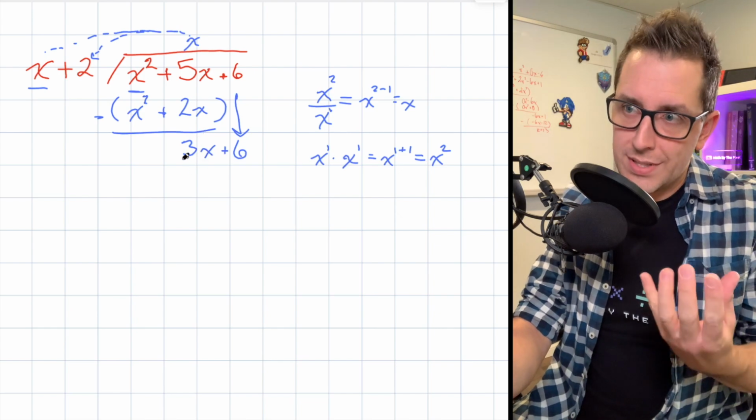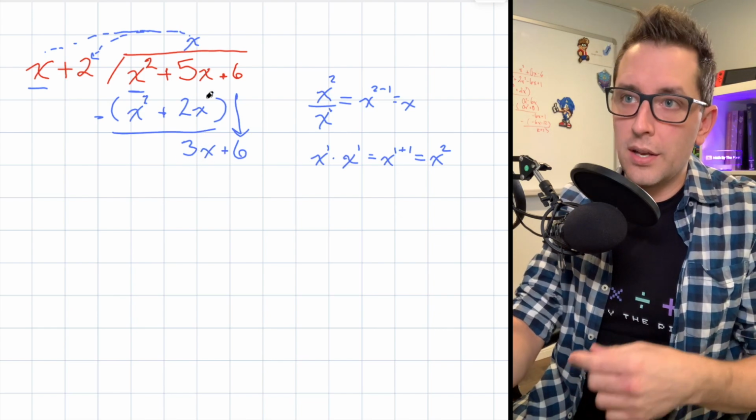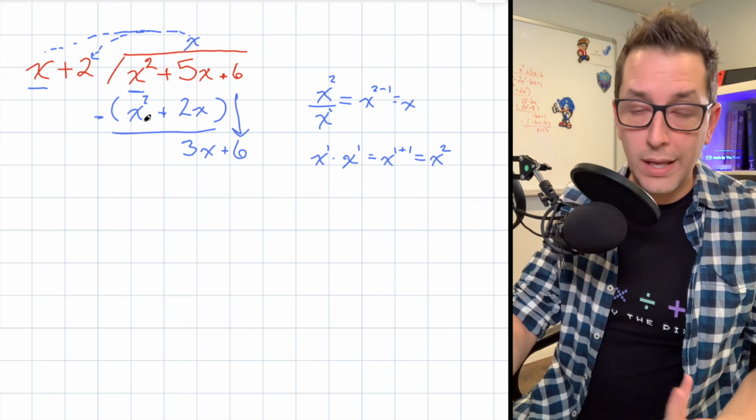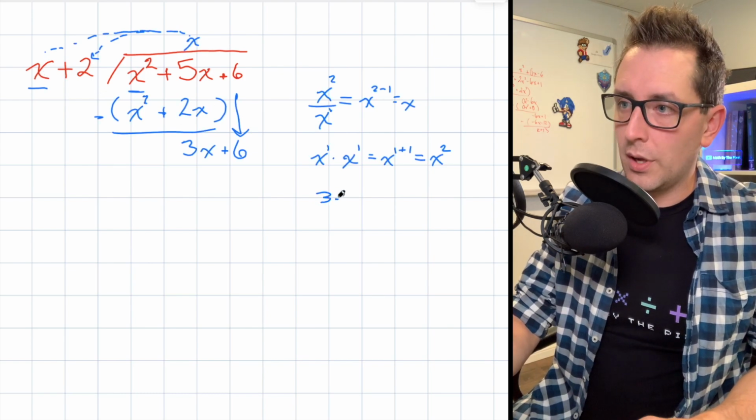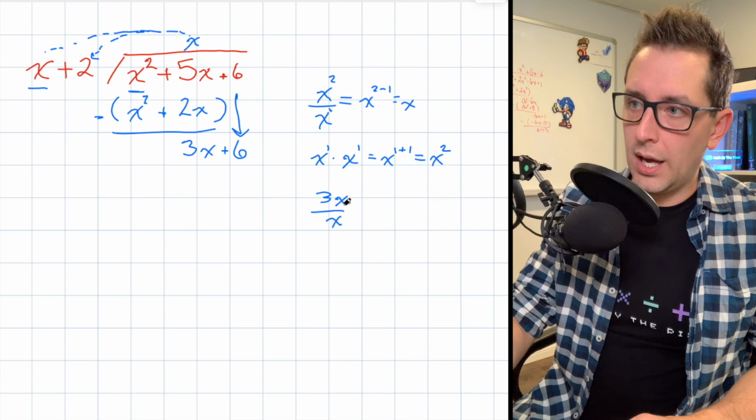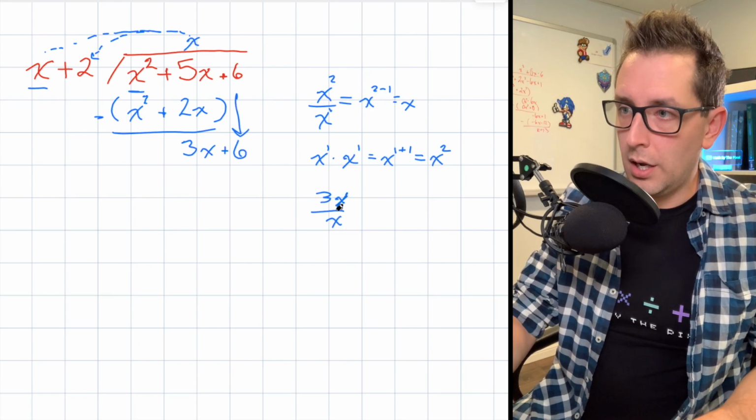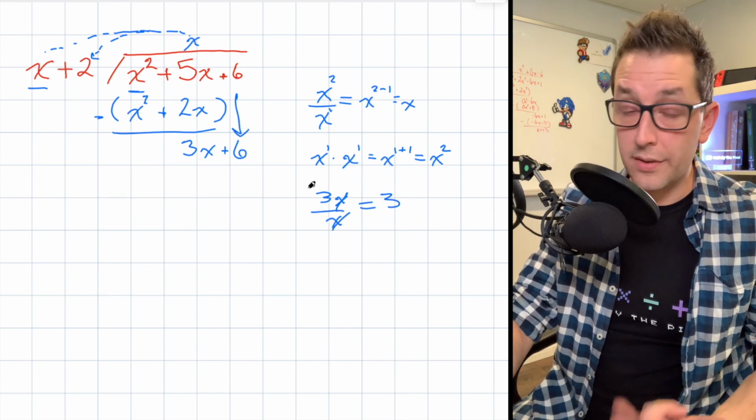So we're going to ask ourselves, if we take that 3x, the first term, and divide by the first term in our divisor, what do we get? Well, let's write it out. We have 3x, and we're going to divide by x. Well, I have an x in the numerator and x in the denominator. That's just going to be 3. So 3x divided by x is 3.